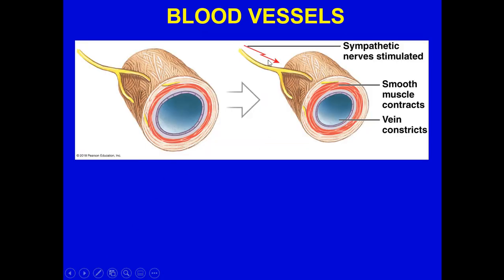Here's the situation when I was talking about venoconstriction. You have smooth muscle here. You have sympathetic nerves, and when they get activated, they are going to cause the smooth muscles to contract. Notice that the lumen goes from a certain diameter and gets reduced. As it gets reduced, the blood gets pushed farther, faster, because it's not going to have any time to hang out in the venous reservoir.